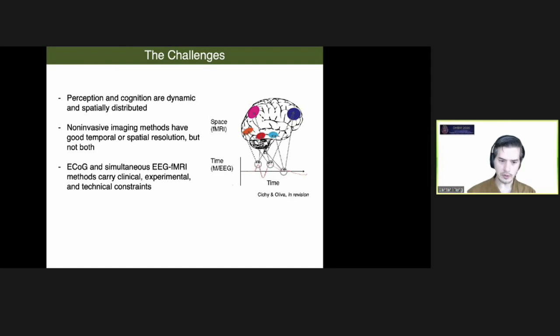And as we've seen, there are invasive methods like ECOG or simultaneous EEG-fMRI setups, and they carry some of their own clinical and technical constraints, but also they're just not available to the vast majority of cognitive neuroscience researchers out there. And finally, we haven't fully modeled the brain, right? We don't have explicit neuronal or hemodynamic models for arbitrary brain responses. And so we look for some other ways in which we can represent population-level neural activity.